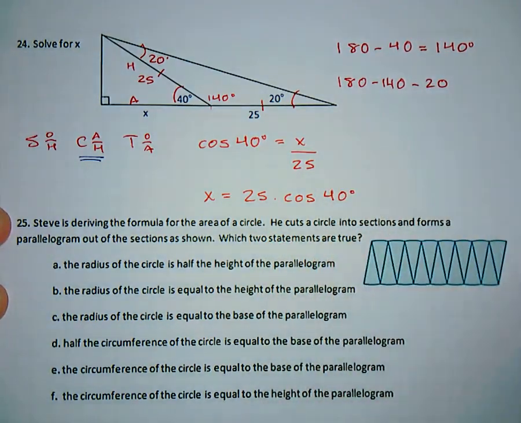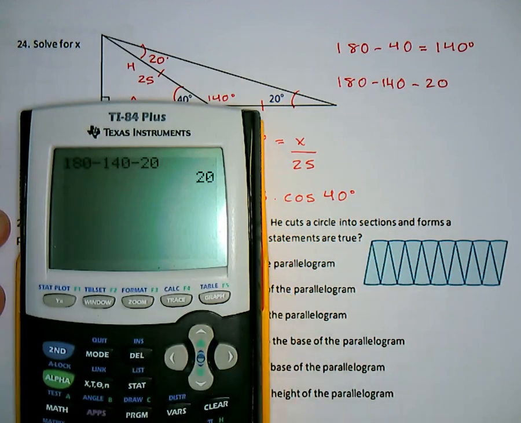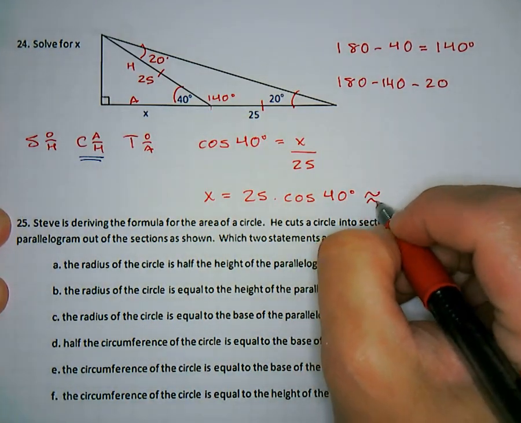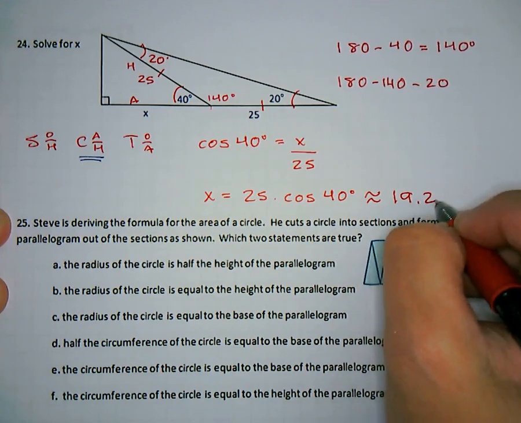And let's figure out what that's going to be. 25 cosine of 40. So we're looking at about a 19.15. So in other words, a 19.2. So approximately 19.2.